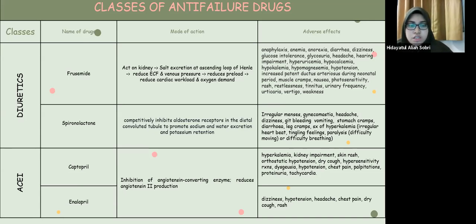As we all know, angiotensin 2 production will cause the edema, cardiac remodeling, and also vasoconstriction. So we want to prevent this by giving them captopril and enalapril. Captopril is usually given during infancy, and enalapril is given in children more than 2 years old. These are the adverse effects for captopril, such as hyperkalemia, kidney impairment, skin rash, and others. And enalapril adverse effects are dizziness, hypotension, headache, chest pain, dry cough, and rash.